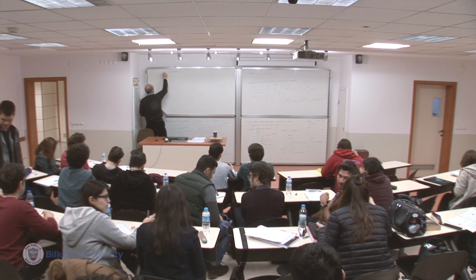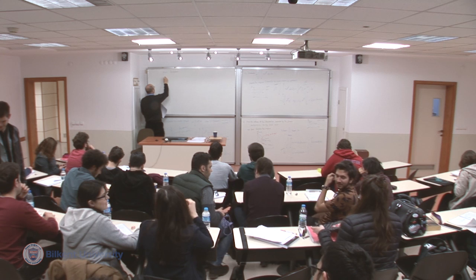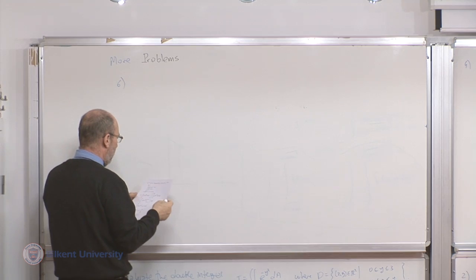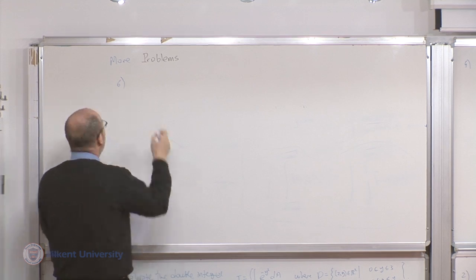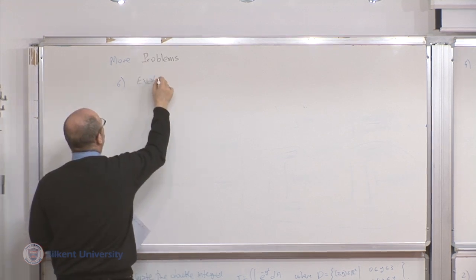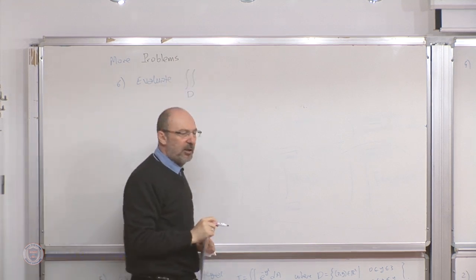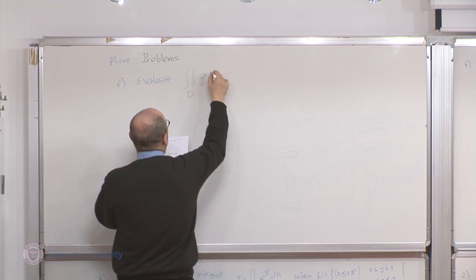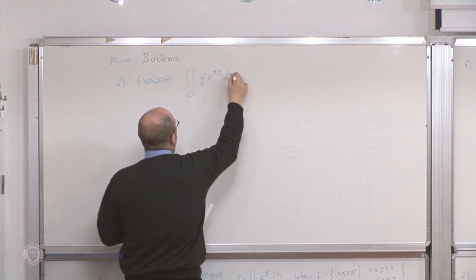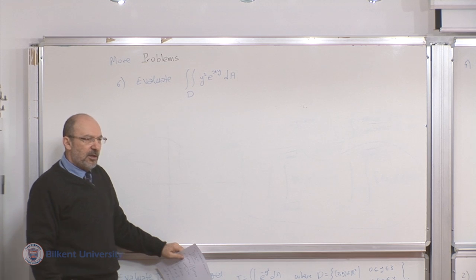Okay, so we have more problems. So this is number 6. Evaluate the double integral over the region D, which we will describe in a minute, of the function y squared e^(xy) dA. Okay, so dA is, technically, read as the incremental area element.